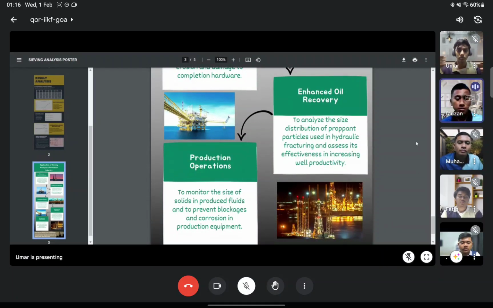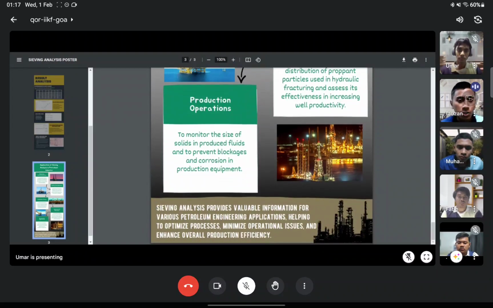Right. So right now, sieving analysis can help in several applications, the first being enhanced oil recovery. As we learned before, we have three types of recovery: primary recovery, secondary recovery, and EOR, or enhanced oil recovery, or I would say tertiary recovery. It is used to analyze the size distribution of proppant particles used in hydraulic fracturing and assess its effectiveness in increasing well productivity. And lastly, production operations, to monitor the size of solids in produced fluids and to prevent blockage and corrosion in production equipment.